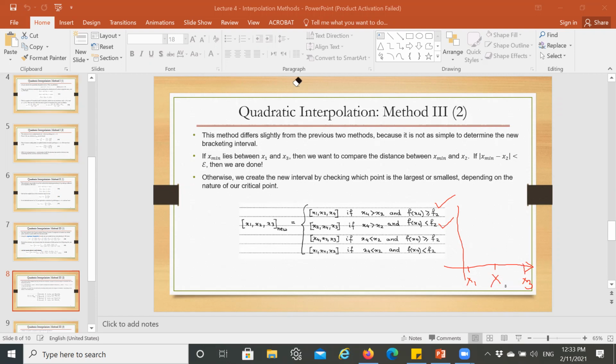Now our third case is that we take x4, x2, and x3. So obviously x4 is somewhere over here.